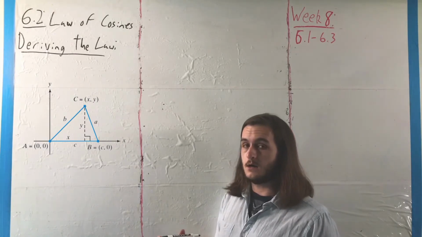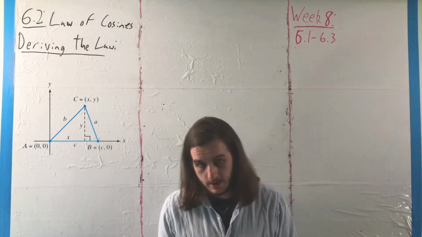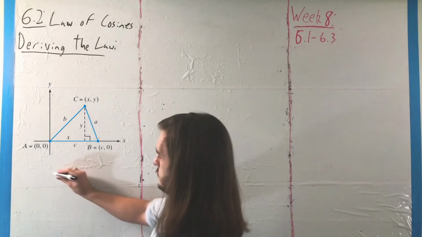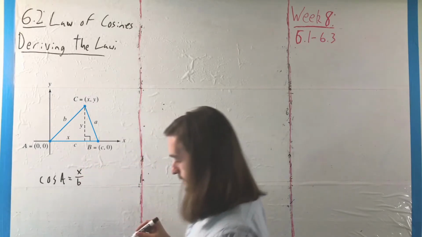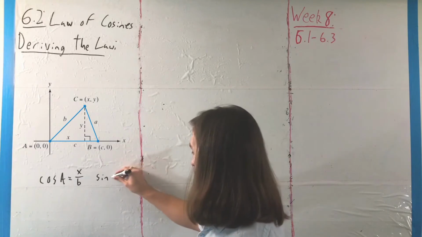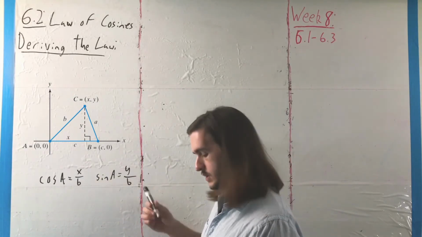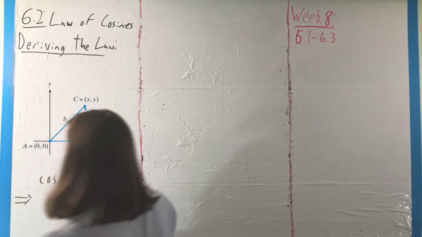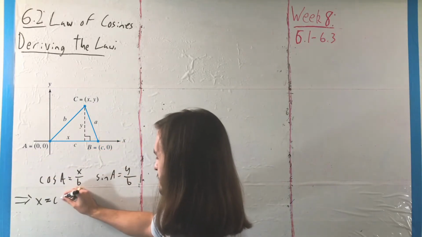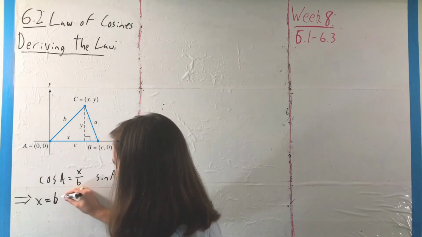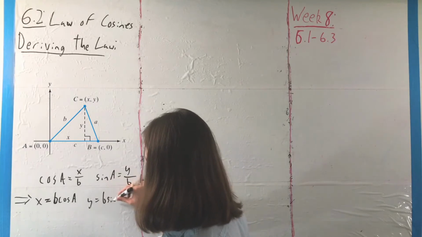So here, if we want to think in terms of our trig functions in that right triangle generated using the altitude, we can say that cosine of our angle A is going to be equal to x over b, while sine of that same angle A is equal to y over b. And that's not very useful in itself, but we can use this to get something in terms of x and y. That is, x is going to be equal to b times cosine of A, and y is equal to b times sine of A.